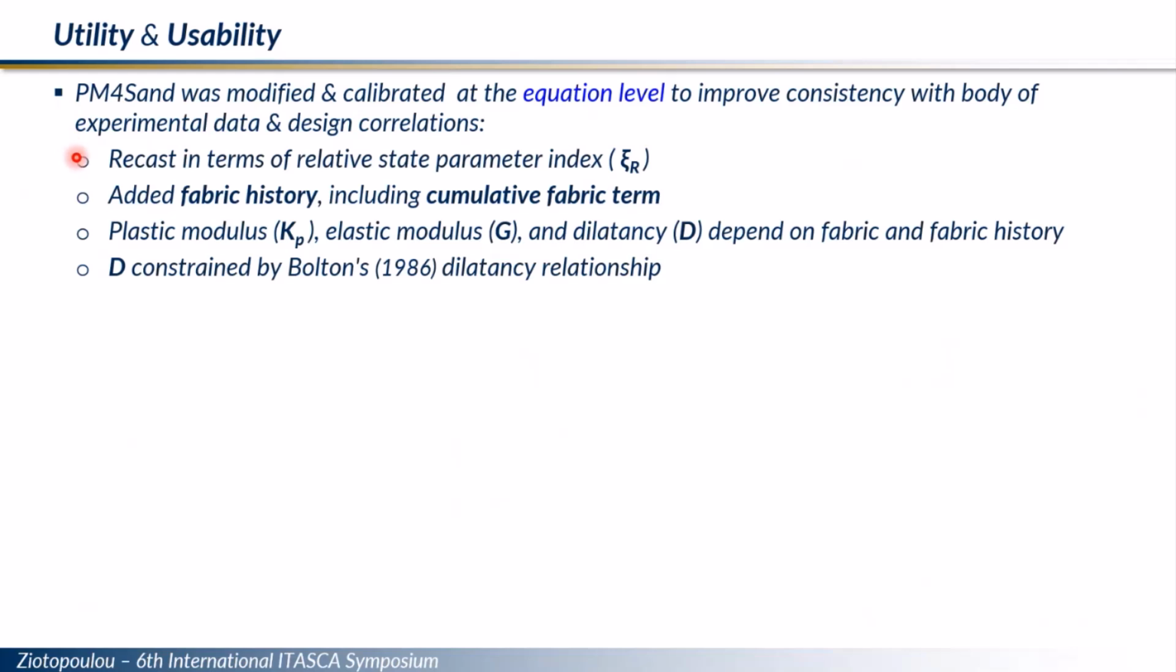And building from the Dafalias-Manzari framework, we cast the models around the relative state parameter. We added, beyond the fabric tensor, we can talk about these details later, fabric history and a cumulative fabric term, which means that we can track damage. And then all the key parameters in the models are anchored around that. And then we also constrained dilatancy based on Bolton's relationship, which proves to be really useful for being interested in peak friction angles and residual or critical state friction angles. That has to do a little bit with utility.